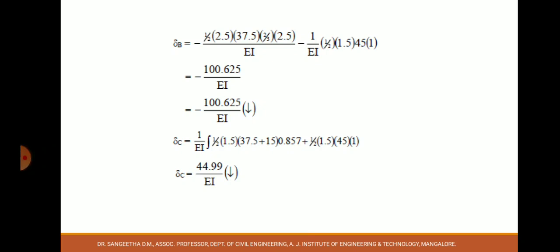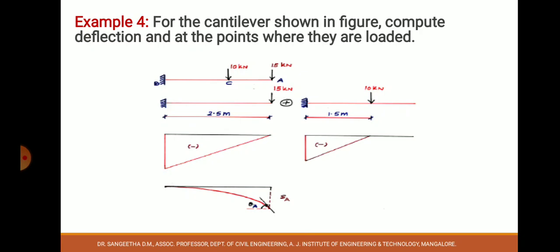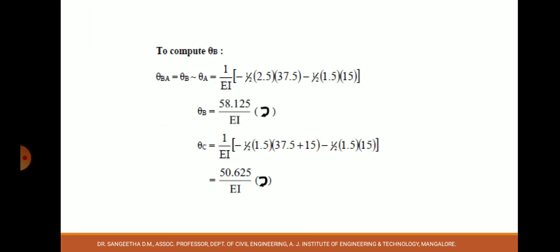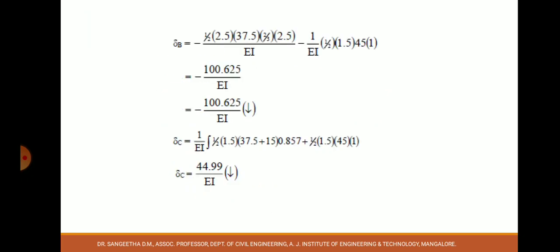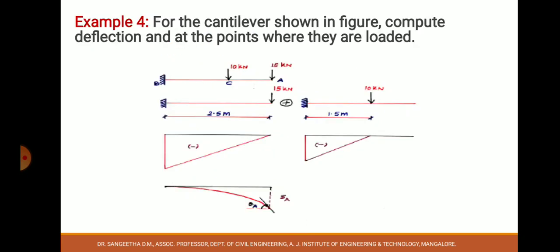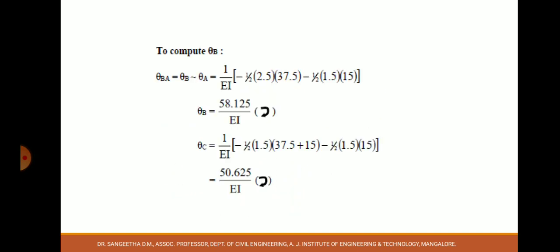So for delta B, the deflection at B, the total load from both sides will be contributing. Half into 2.5 into 37.5 forms a triangle, with the centroid at 1/3 from the base and 2/3 from the apex, and the deflection is noted at the free end. So 2/3 from the apex is 2/3 of 2.5.